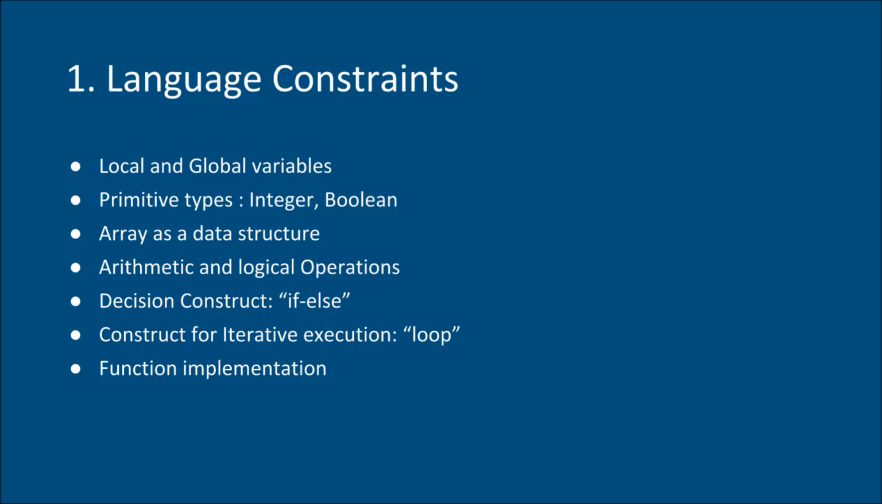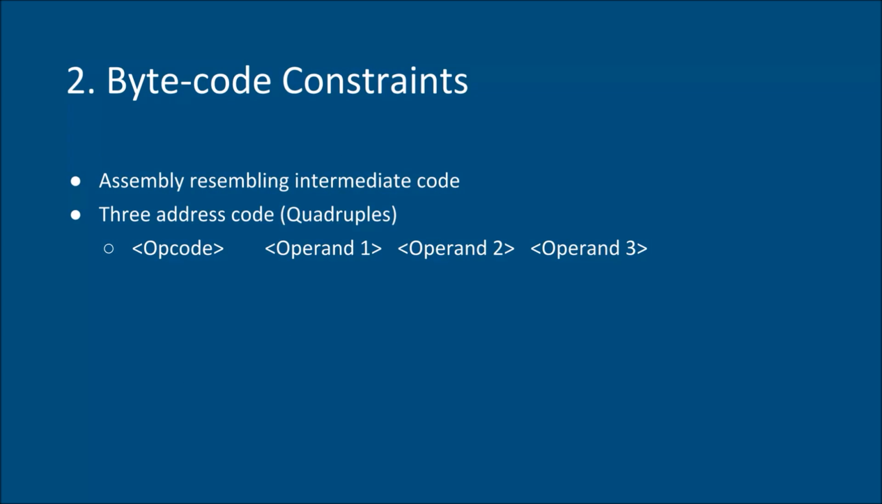Then we support arithmetic and logical operations on these primitive data types. For decision constructs, we have if and else, and we have a loop statement for an iterative execution. We even support function implementation, and our function implementation is stack based, so it supports recursion as well.